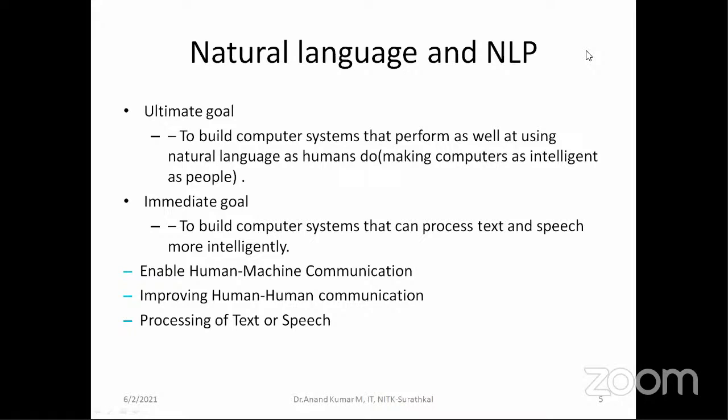Google Translator, fine. So translating from one language to another language. Google search engine, definitely, and Alexa. Yeah, Alexa is one of the new applications, but it's a speech-based application.